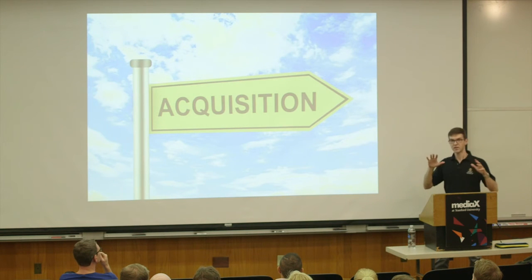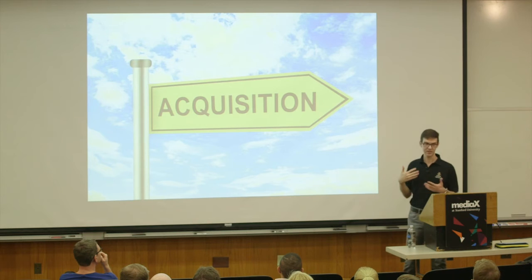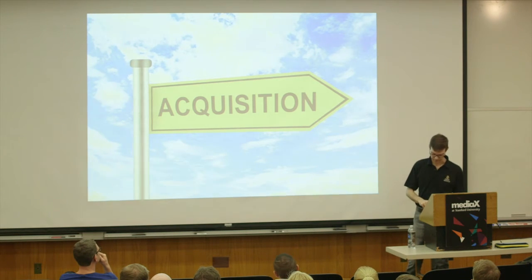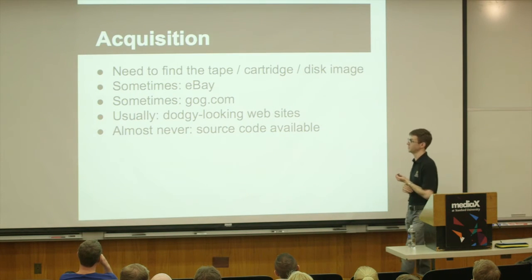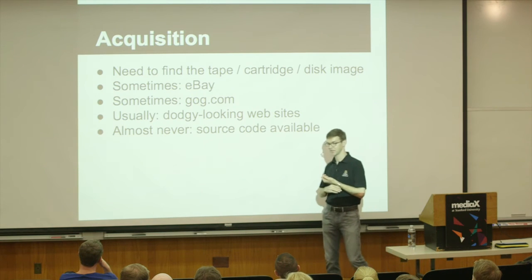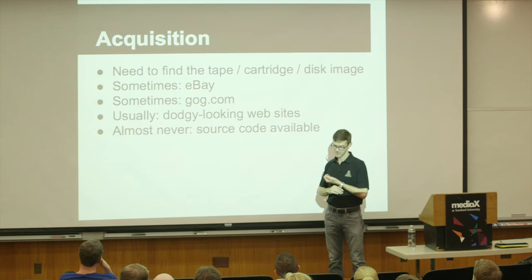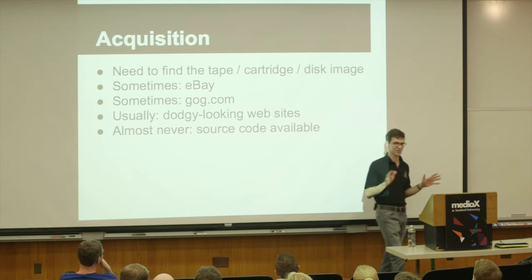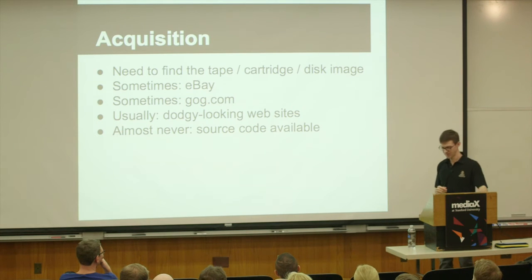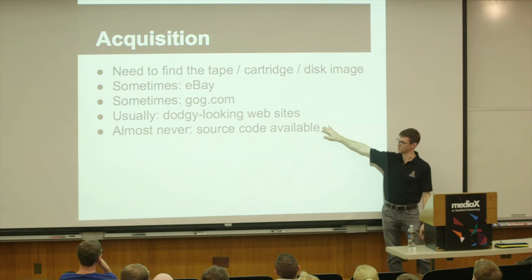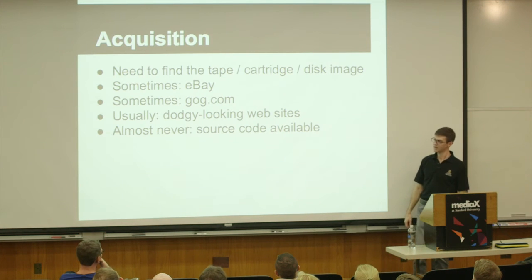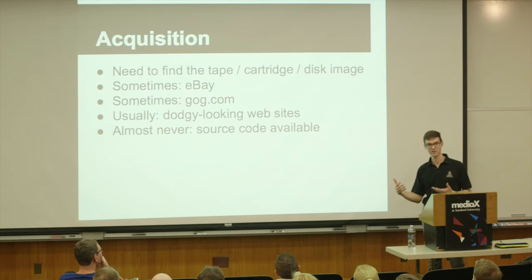Okay, so you've chosen something to study, and the next problem is acquiring it. So, finding the image. Usually what it comes down to is an iffy-looking website, and all I have to say is God bless the Russians, because they keep so much stuff around for us. If you're really, really lucky, you might find source code, but that's pretty rare. Sometimes you can still acquire these in a form from which you can study it, but by and large, dodgy websites.